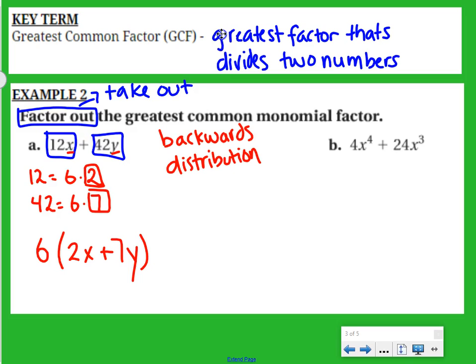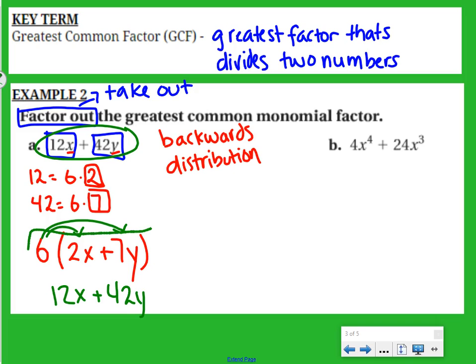So if we were to distribute, we should get back to what we started with, 12x plus 42y. If we give that 6 to the 2x, we would get 12x, and if you give the 6 to the 7y, we would get 42y. So when we do backwards distribution, that's called factoring. We're putting it into a product, something that's being multiplied.